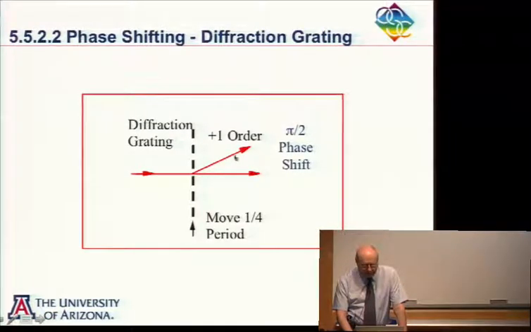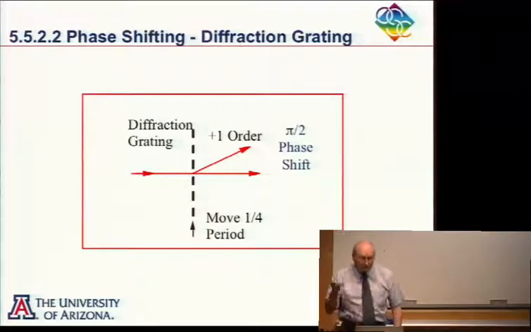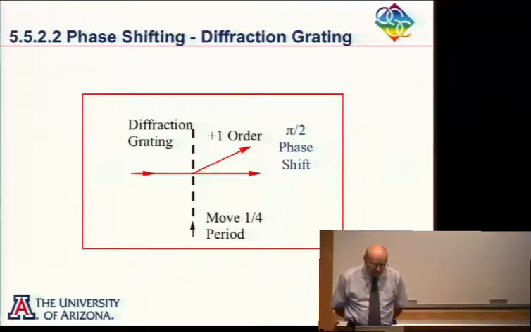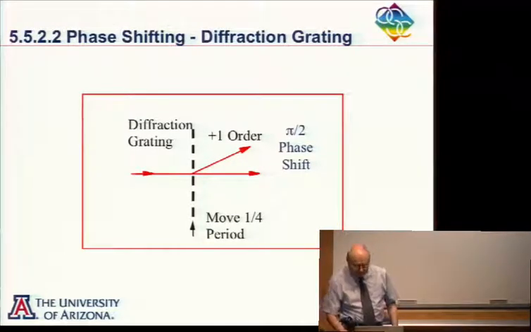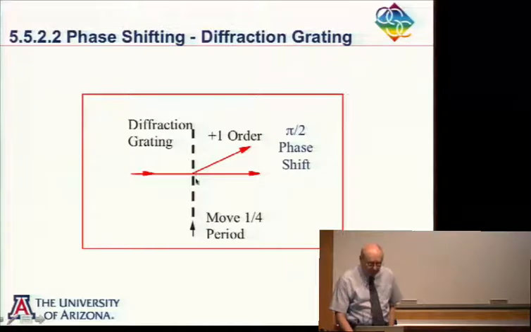So the amount of light in the order is not going to change, but the phase of the order will change. And as you move the grating sideways, if you go back to your Fourier transforms, the phase shift will be proportional to how far I move the grating. And it's going to be proportional to the spatial frequency. If you go through the math, and it sort of almost makes sense here, if I move this 1 period, the phase of the first order will go through a phase change of 2 pi, 360 degrees.